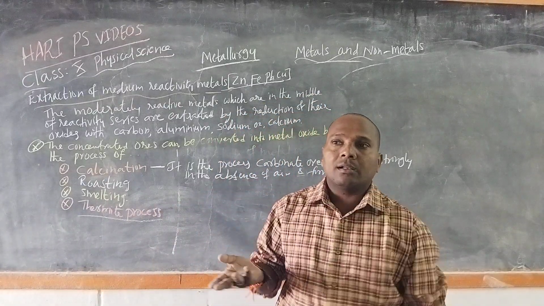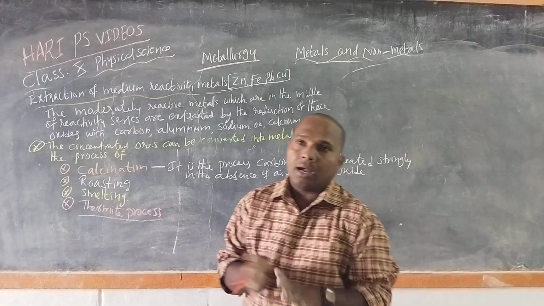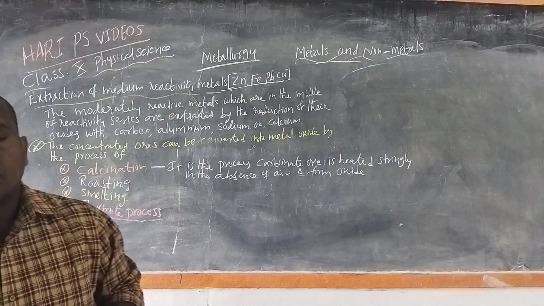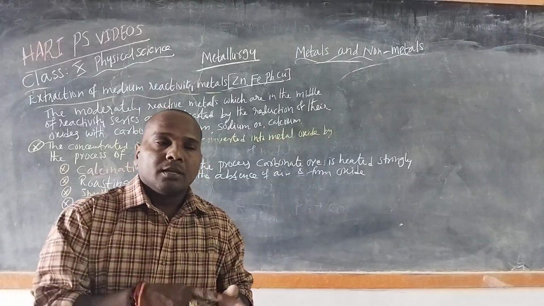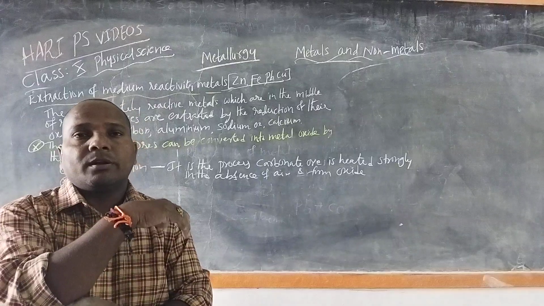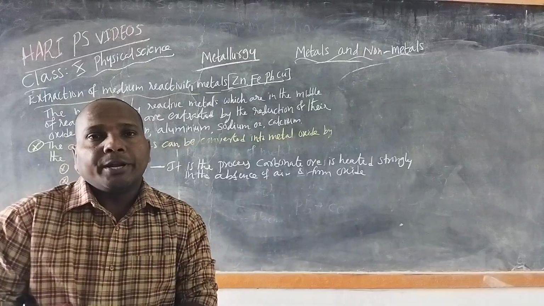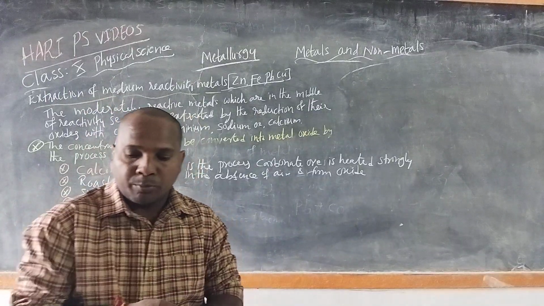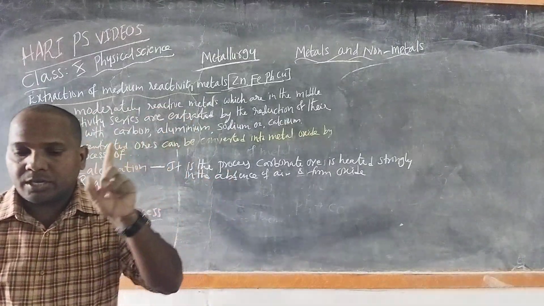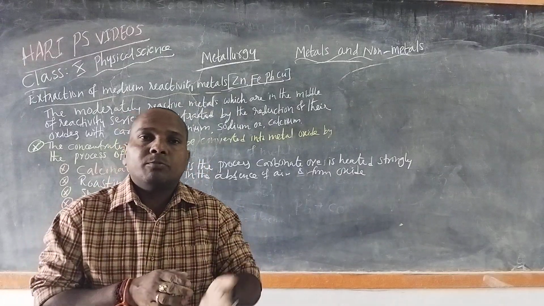So metal oxides are easily reduced by carbon, aluminum or some other elements. But carbonate ores and sulfide ores must be converted into oxides, because oxides are easily reduced by carbon and aluminum. So calcination is the process in which a carbonate ore is heated strongly in the absence of air and converted into metal oxide.